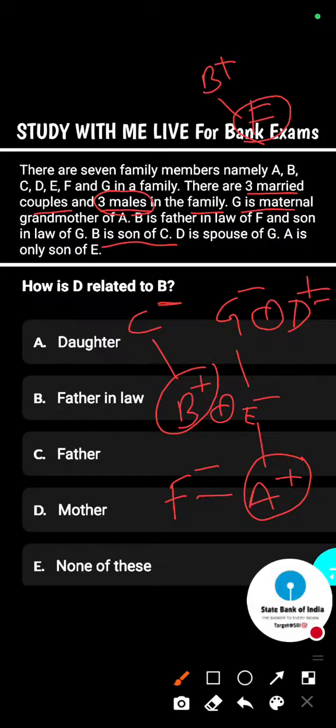Let's see what is the question that is given. How is B related to D? So we see from reverse. What is D with respect to B? D with respect to B, which is father-in-law. So the answer will be option B, father-in-law.